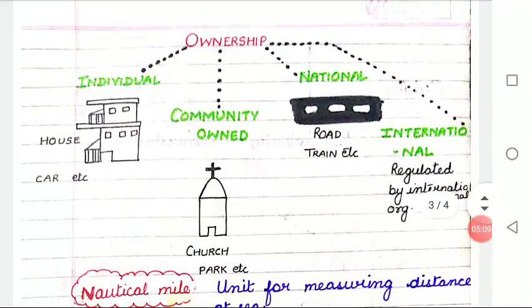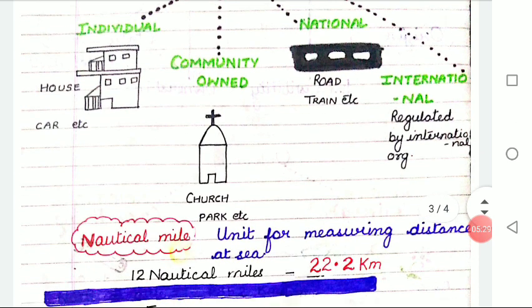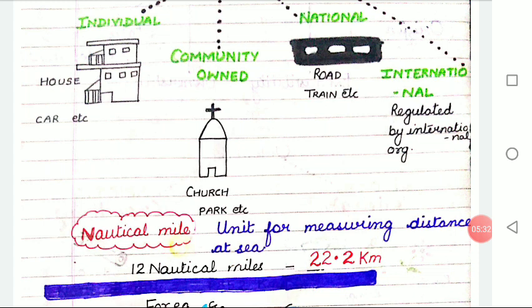On the basis of ownership, we have divided it into four types. Number one, individual resources. They are owned privately by individuals. Basically, they show possession of an individual person over a resource. For example, my car, my house. Number two, community owned resources. These are resources which are accessible to all the members of the community. For example, public parks, picnic spots. We cannot deny anyone entry to these places because they belong to the community. We do not have individual possession over them.